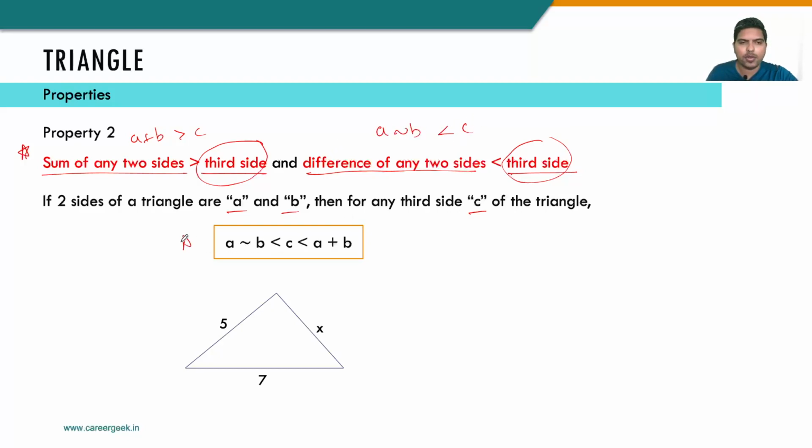So that is what we have written. This is easier to remember, right? C, the third side, lies between the difference and the sum of the other two sides. For example, if you want to find the possible values of this third side of the triangle, you will say X lies between the difference and the sum of the other two sides, which is X is greater than 2 and less than 12.